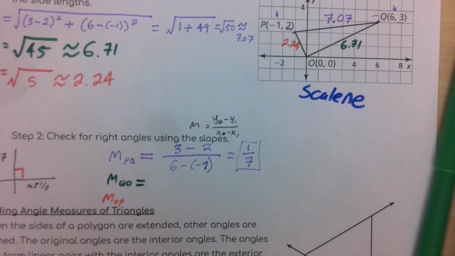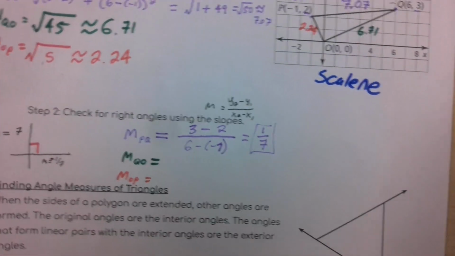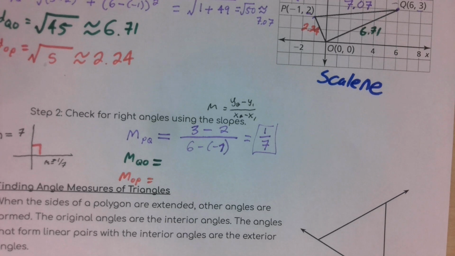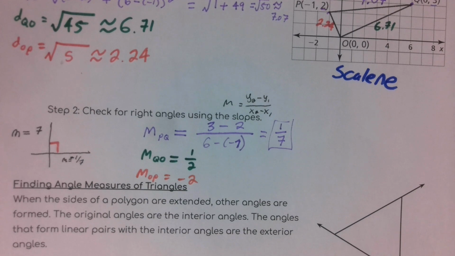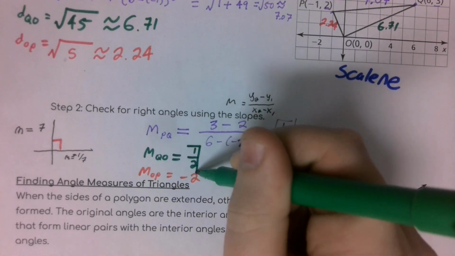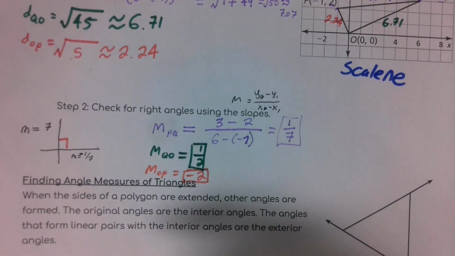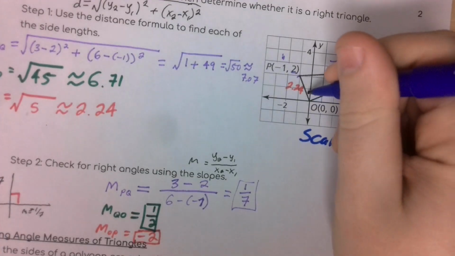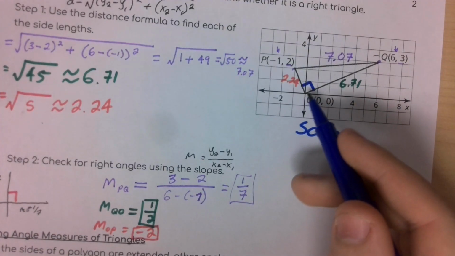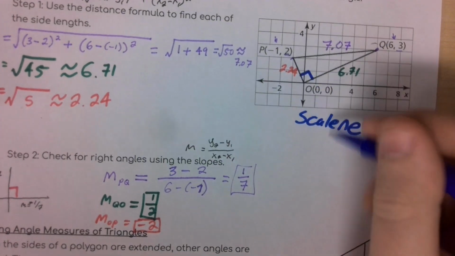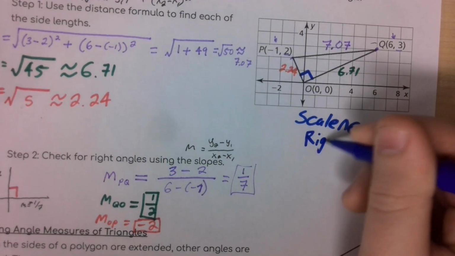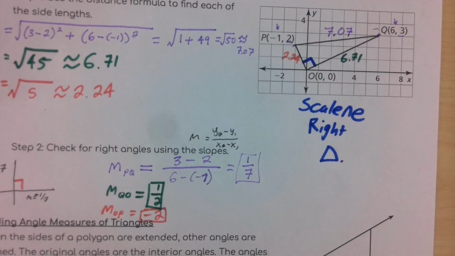Can you pause the video to find the slopes of the other two lines from Q to O and O to P? Pause here and check your work in a minute. Hopefully we got the following slopes. Hopefully we see that QO has a slope of 1/2, OP has a slope of -2. Since QO and OP are opposite reciprocals of each other, we know that they must be perpendicular. Thus, there is a right angle between QO and OP. It is a scalene right triangle. Perfect.